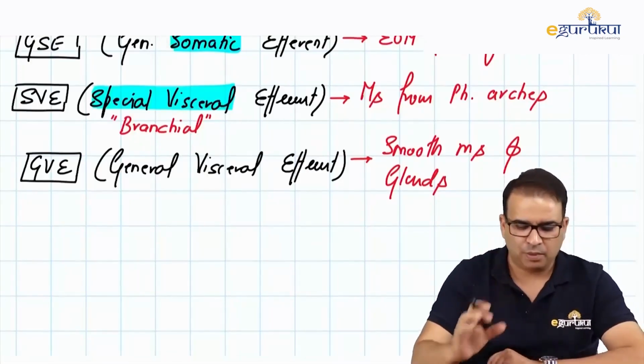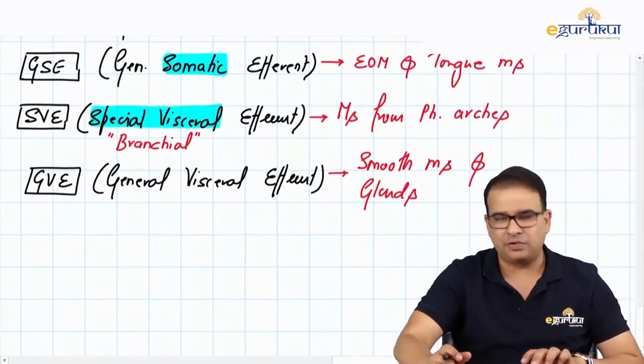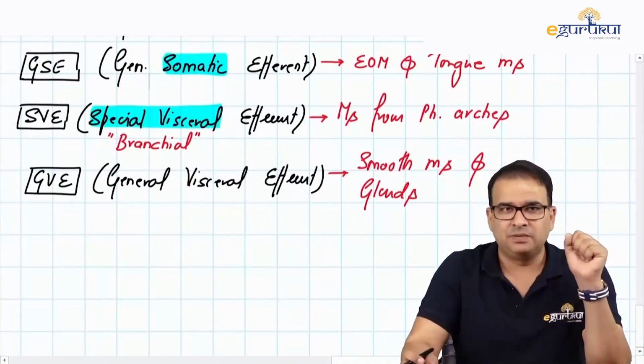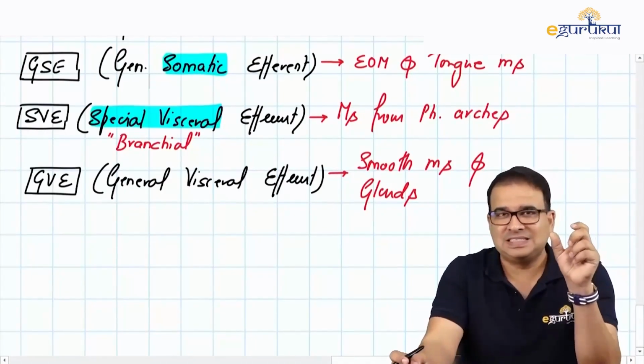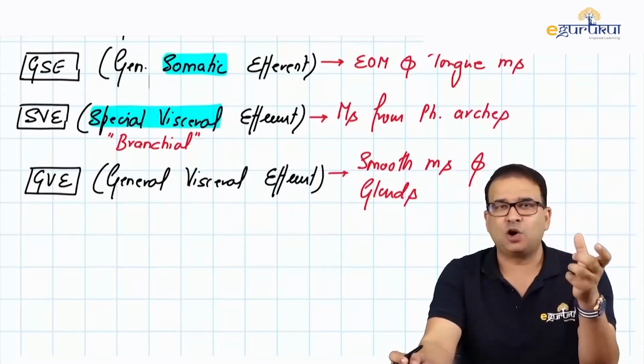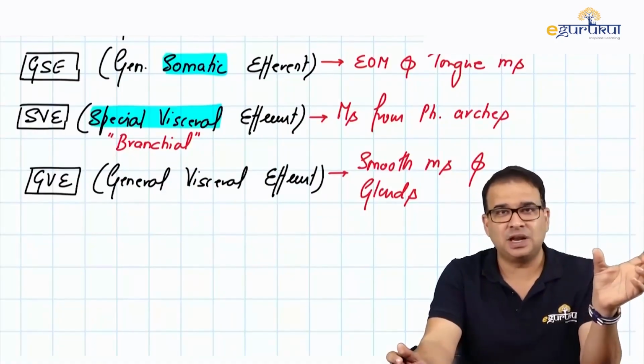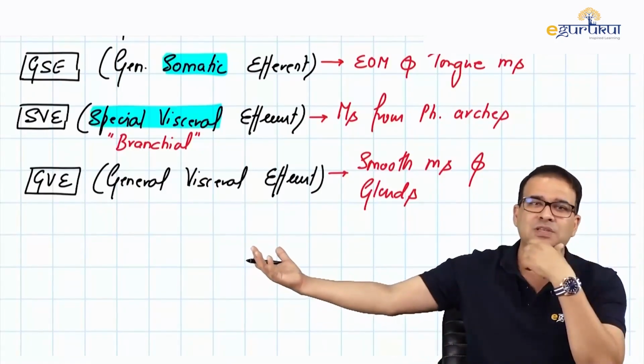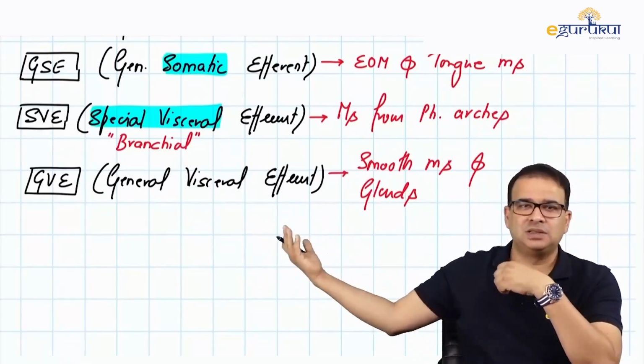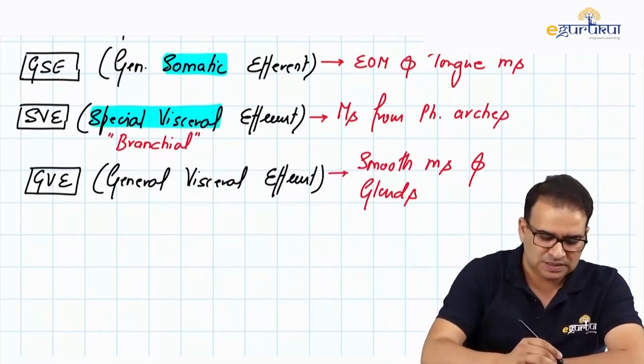So it's very, very important first to look into the name and then try to extract the best possible information out of it. When I said GSE, somatic: extraocular and tongue muscle. Special visceral efferent, special viscera: that is pharyngeal arches. And the third column which is left, you can go by the method of elimination. This obviously is for what? Smooth muscles and glands.